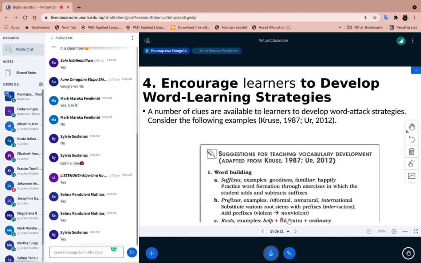And then full, is it a prefix or a suffix? It's a suffix. Okay, exactly. So same here. You can work with a root and then you can ask them to add either a prefix or a suffix to the root. Okay.